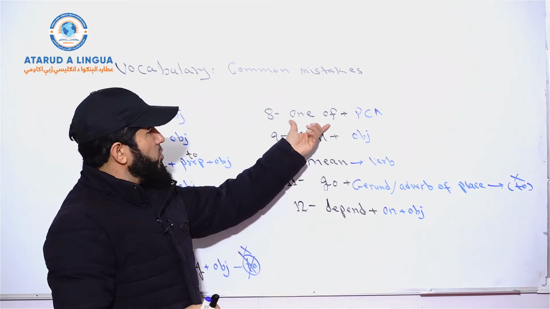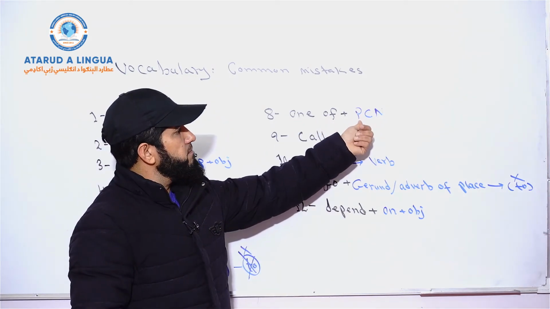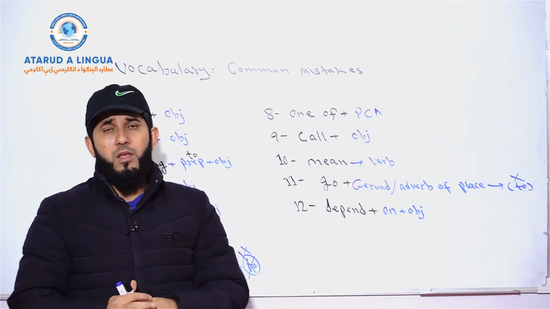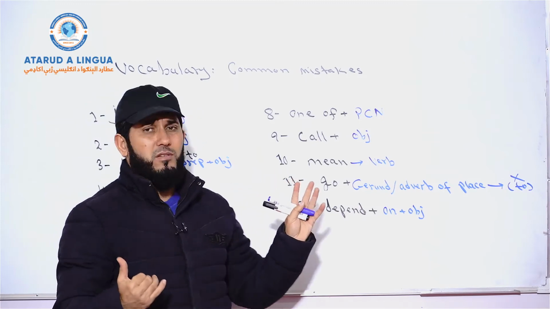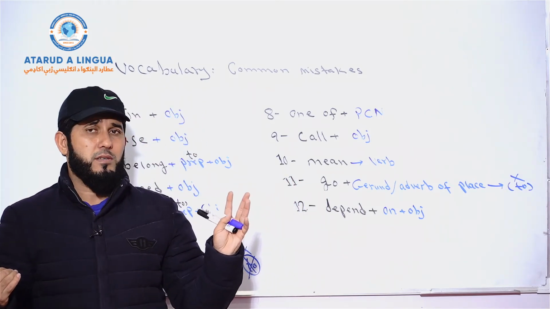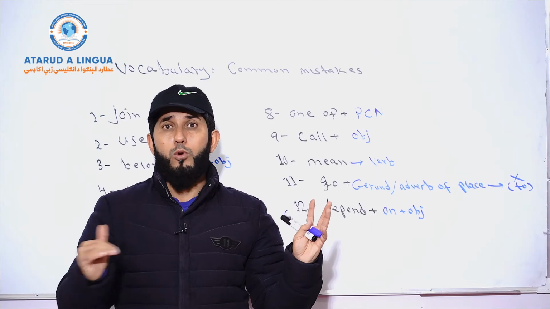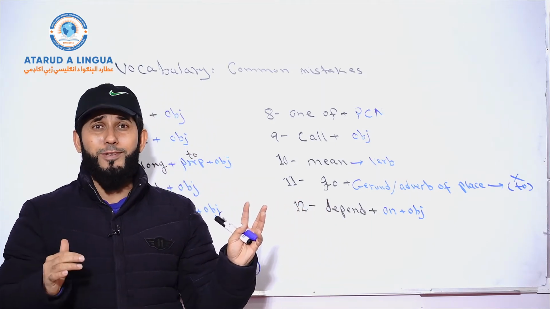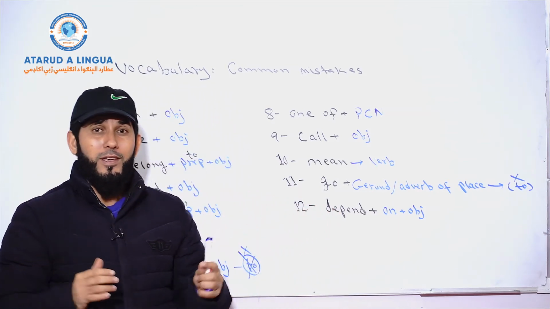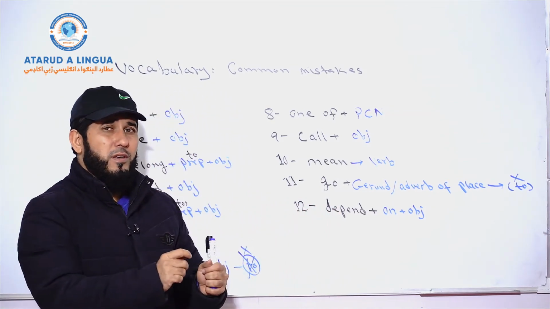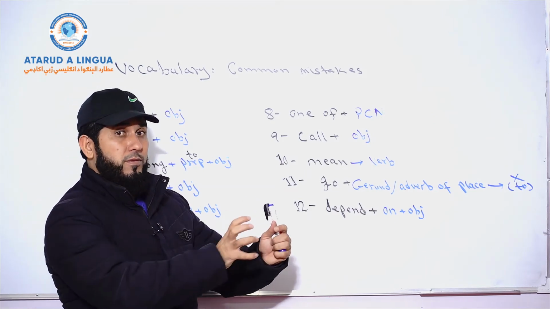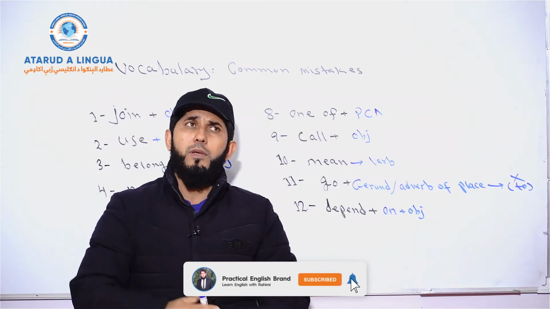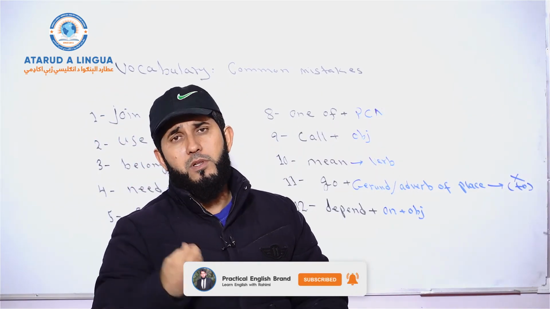"One of" should be followed by PCN, meaning plural countable noun. This phrase is also used incorrectly a lot. One of my student told me, one of my friend told me, one of the boy told me, one of the teacher told me. No. When you say "one of," you separate one out of a group, okay? So it must be followed by a plural countable noun.